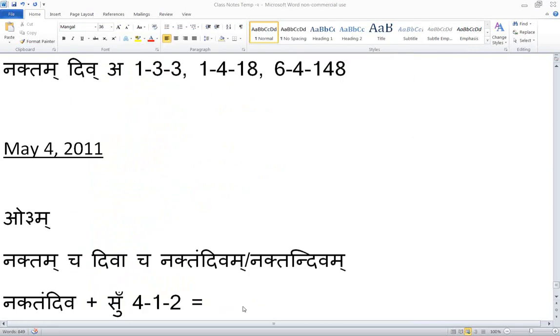I think again, with all due respect to Bala Manorama, I might be missing something here. So I'll also put what Manorama says, and then we'll move on. Okay, so we'll make it Naktan Divam first. Let me fix a typo here. Naktan Divam.